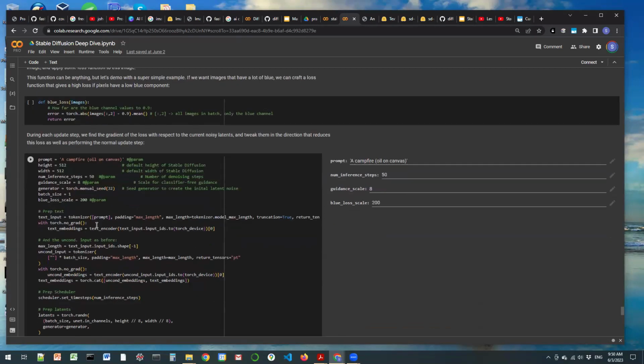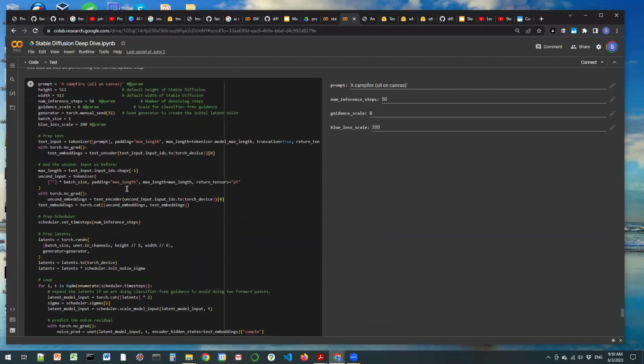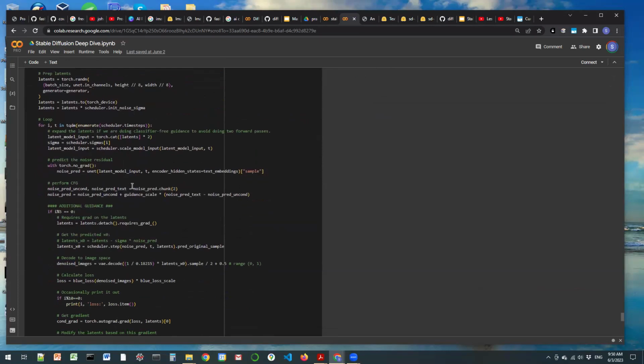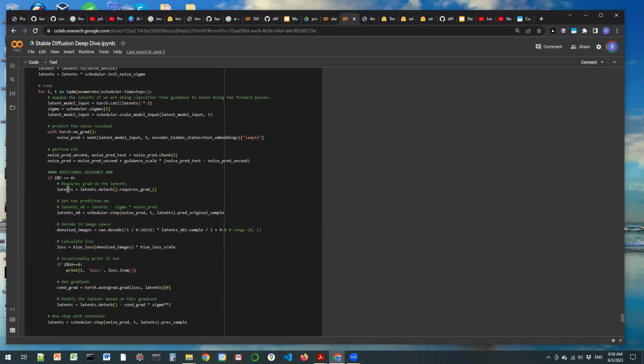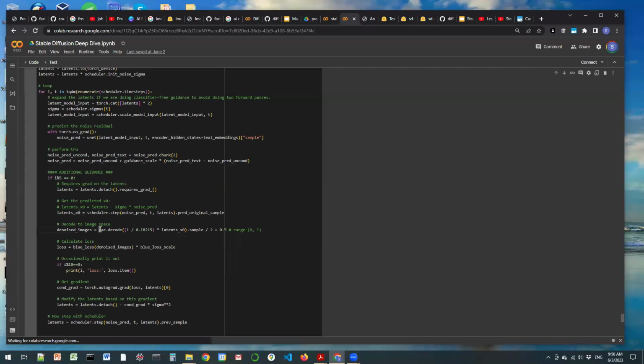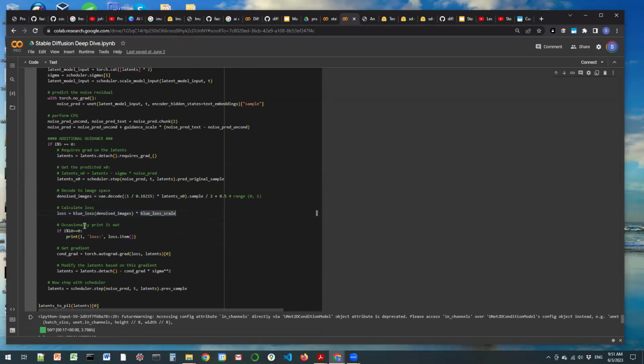And the only change in this whole loop is that after you've done the noise prediction in the latent space, you add the additional guidance. And the guidance says, I'm just going to make some changes to you. Of course, pay attention to where he does it. I believe he brings it back to the pixel space, which is why he does it through the decoded range, because obviously the blue loss is defined in the pixel space, not in the latent space. So then he defines the loss as the blue loss of the denoised images multiplied by the blue loss scale and prints out the output occasionally as you go through that.